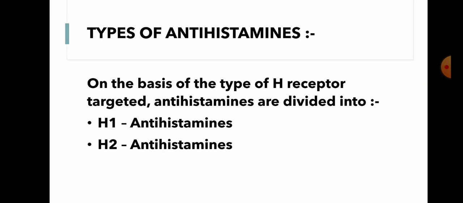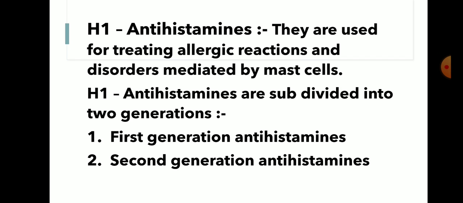Now we'll discuss the types of antihistamines. On the basis of the type of histamine receptor targeted, antihistamines are divided into two types. The first is H1 antihistamines and the second is H2 antihistamines. So the first one is H1 antihistamines. They are used for treating allergic reactions and disorders mediated by mast cells.